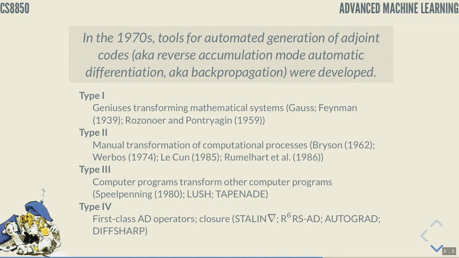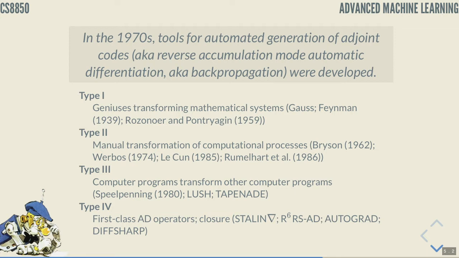I did that long ago, but also not so long ago, way after the time when type 3, computer programs that transform other computer programs, were invented. Speelpenning, 1980s, published the truly first system that automatically does everything one needs. So Lush, due to LeCun and Leon Bottou, and its predecessor SN from 1988, I think, already had that built in as well. And then type 4.